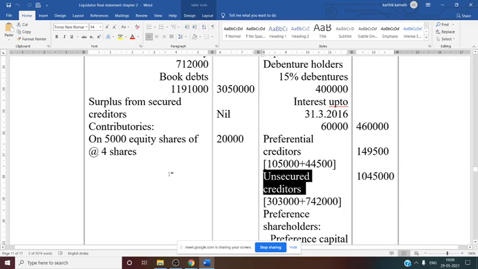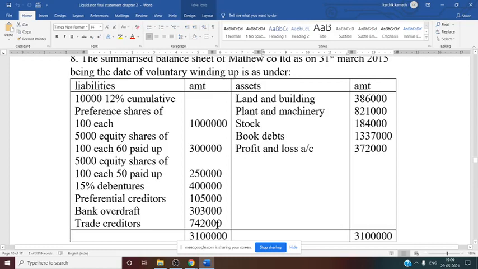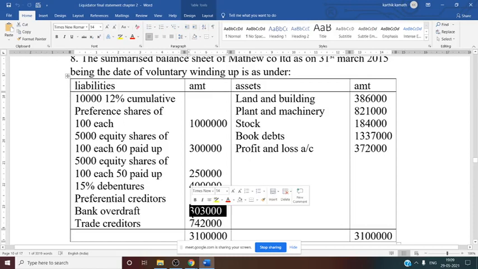So unsecured creditor is nothing but, again you have to see the liability side. There is a trade creditor, see this, trade creditor is unsecured, 7,42,000, plus bank overdraft, that is 3,03,000. Add these two, that's it. If you add these two, you will get the unsecured creditor amount, that is 10,45,000. See this, 10,45,000 we have written.